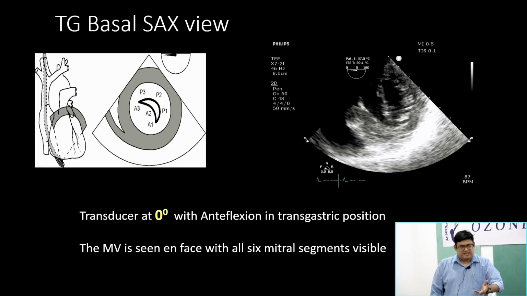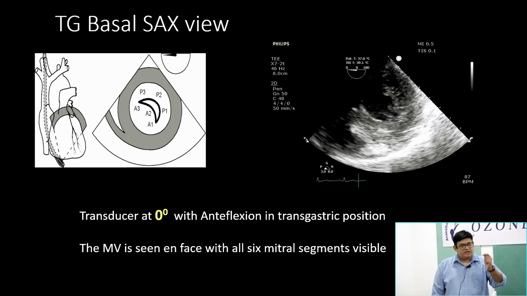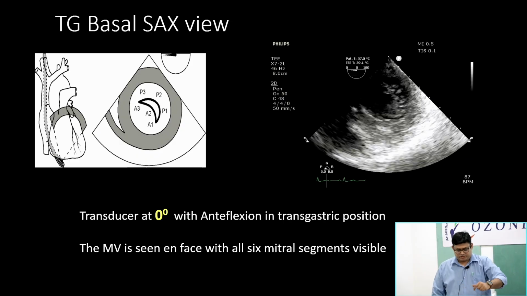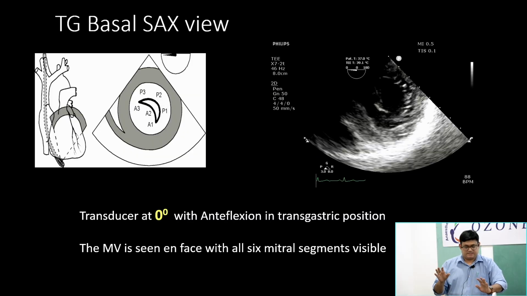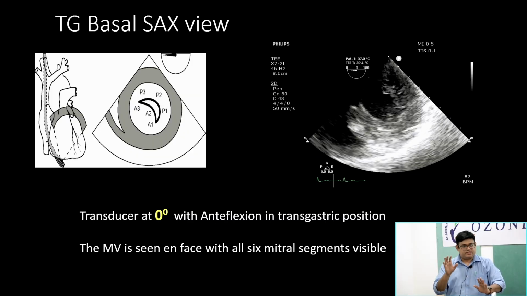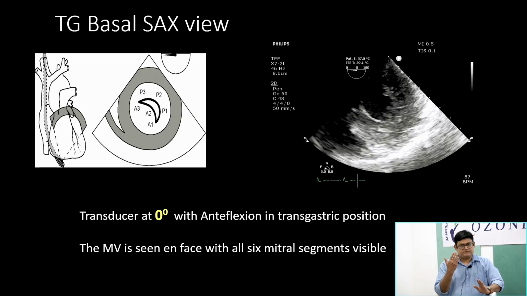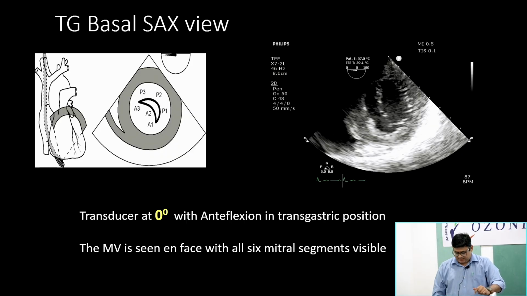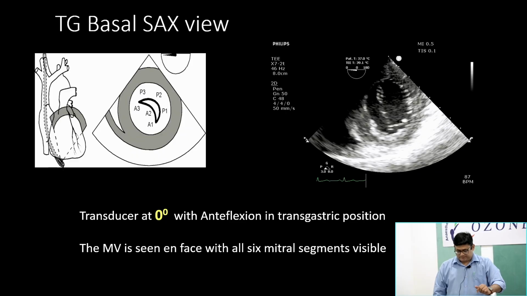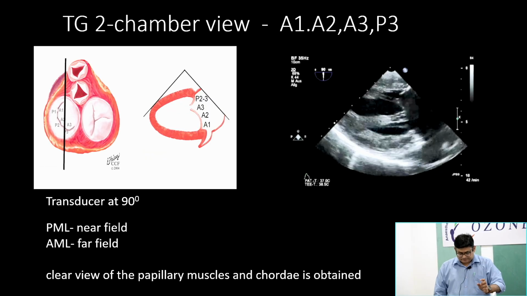The next view is your transgastric basal short axis view. Now you have gone into the transgastric position. Always maintain anteflexion. Without anteflexion, you will never get transgastric views. The transducer is at 0 degrees, and in this view, the mitral valve is seen en face with all 6 segments of the mitral valve available to see, as we discussed earlier.